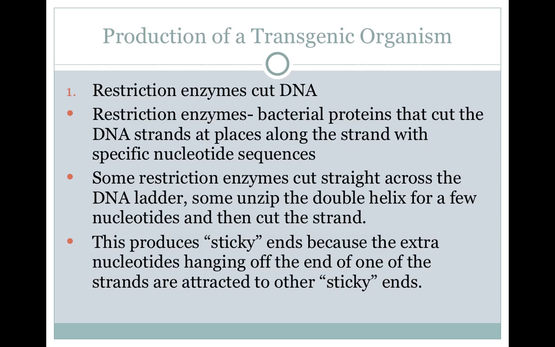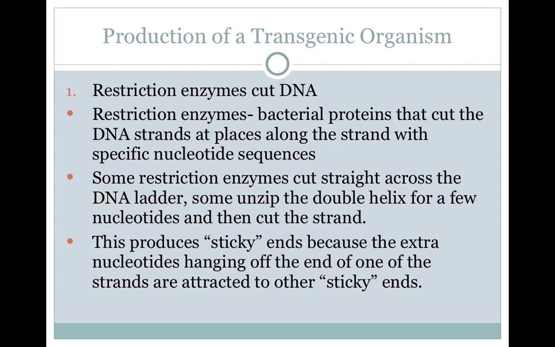To make a transgenic organism, and you kind of need to know this, and it goes over a lab that we are doing, you have restriction enzymes first cut the DNA. That's, again, one of our vocabulary terms. Restriction enzymes are usually bacterial proteins that cut the DNA strands at places along the strand in between different sequences. If you did the lab where we actually did the DNA profile, then you would have been able to see this.